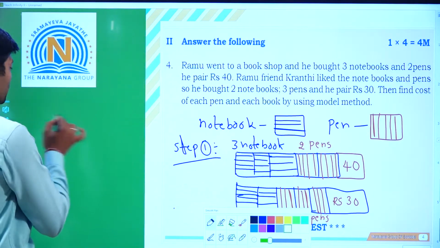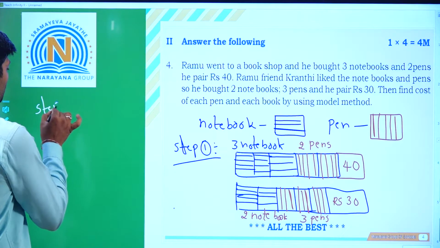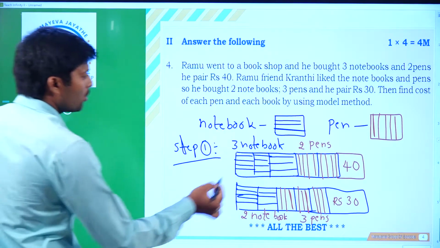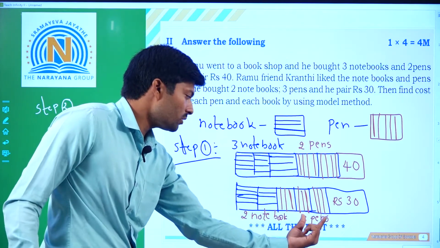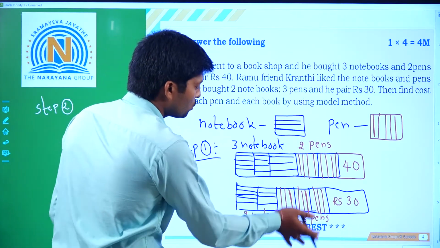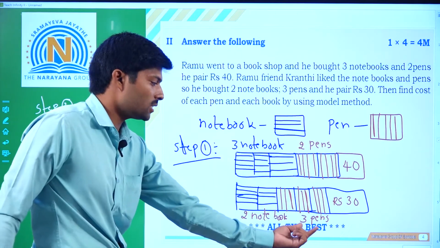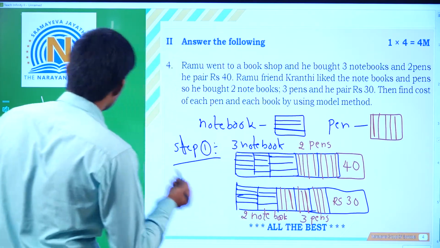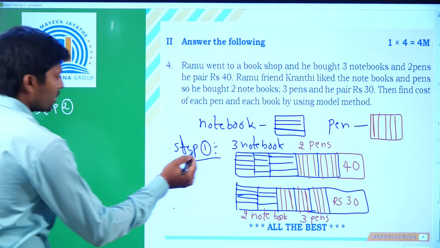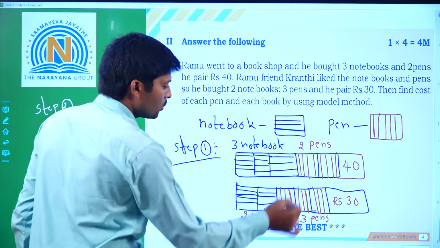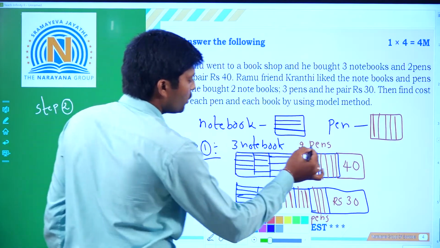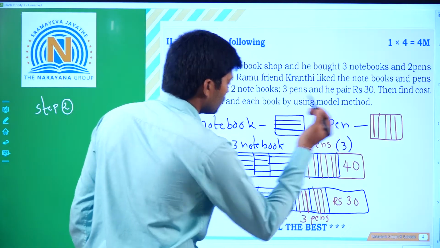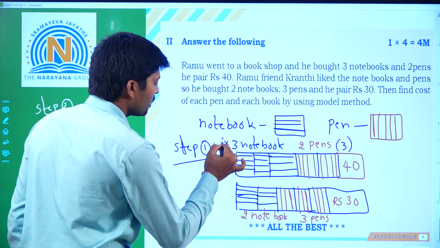So, in the next step, the second step, by multiplying 2 pens by 3 and multiplying 3 pens by 2, those two will become equal, that is 6 pens as well as 6 pens in both conditions. So, for example, here we need to multiply with 3. So, here also it will be multiplied with 3.